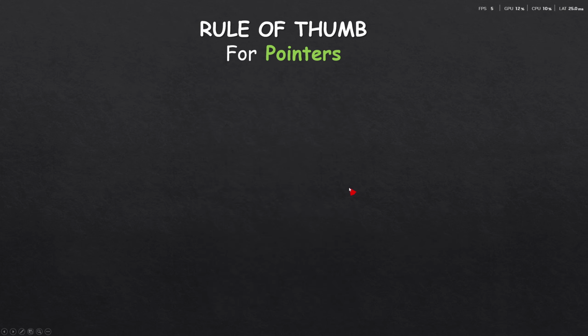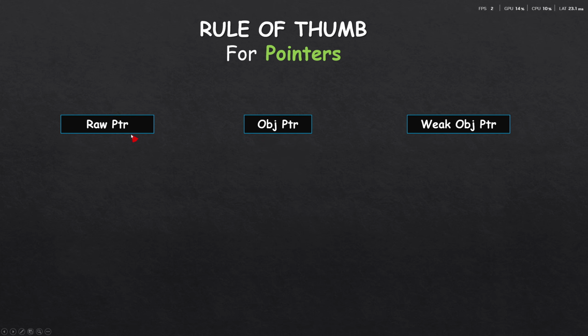Now let's address the rule of thumb for the pointers, which is very important right now, because right now you are playing with the data a lot and you need to make sure that the data does not get invalid. So you need to understand the difference between a raw pointer and the object pointer and the weak object pointer. We have used raw pointer from the very beginning. We have used object pointer in the inventory system, and we have used weak object pointer in the shop system. So you have used all three. Now it's time to know the core differences so that you can set up your GAS and other stuff properly.